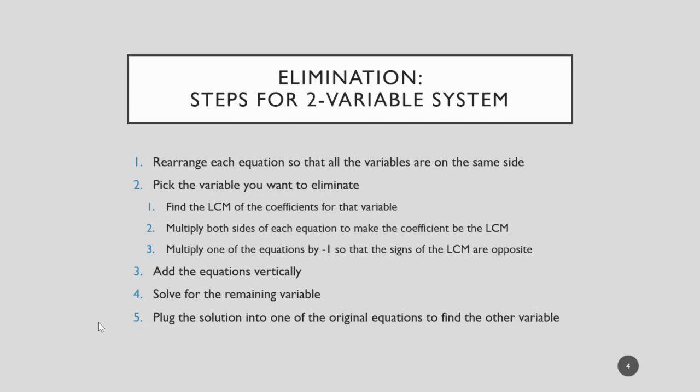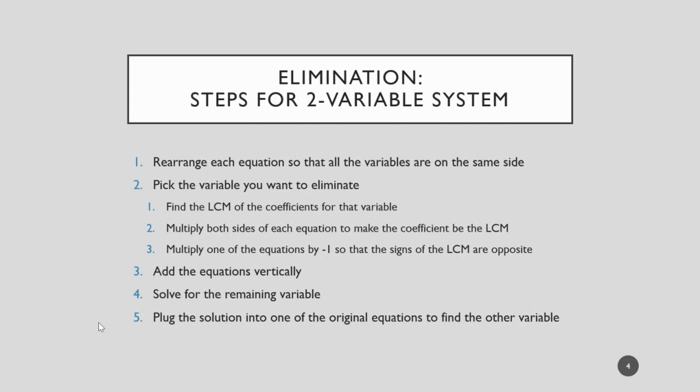And then you want to make sure that they have opposite signs. So you can multiply one of those equations by -1 so that you have a 6x and a -6x. You need to have opposite signs because we're going to be adding the equations together, and then that causes them to eliminate because they will add to 0. So you want to get them to have the least common multiple, but they need to be opposite signs.